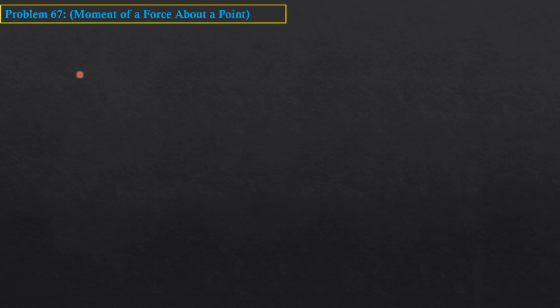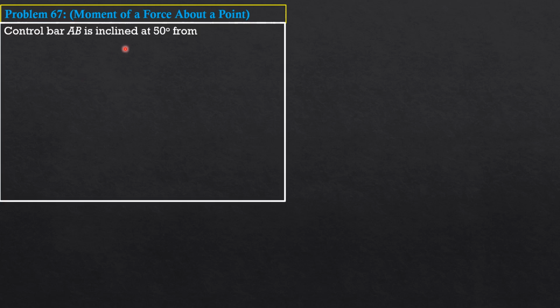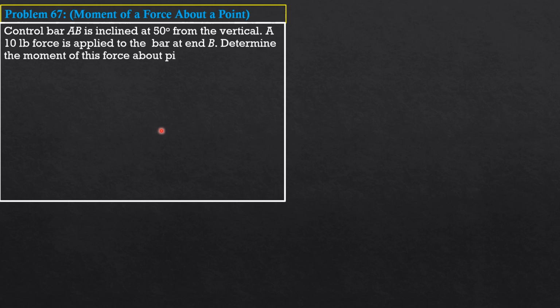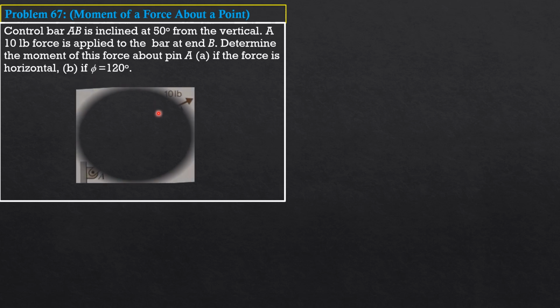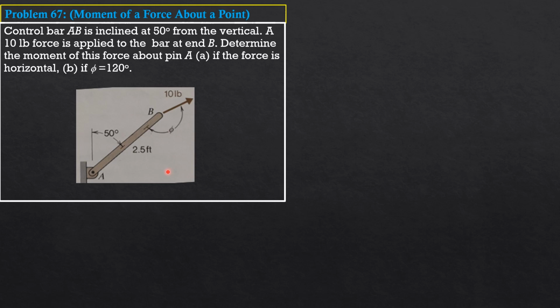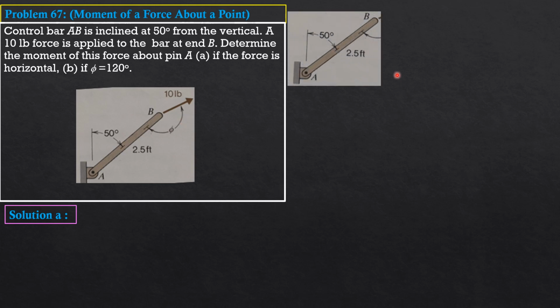Then for the last part: control bar AB is inclined at 50 degrees from the vertical. A 10-pound force is applied to the bar at end D. Determine the moment of this force about pin A if the force is horizontal. So part A, if the force is horizontal, then in the second part, P is 120 degrees. Here is the figure. So if the 10-pound force is horizontal, let's have a drawing to analyze it easily.